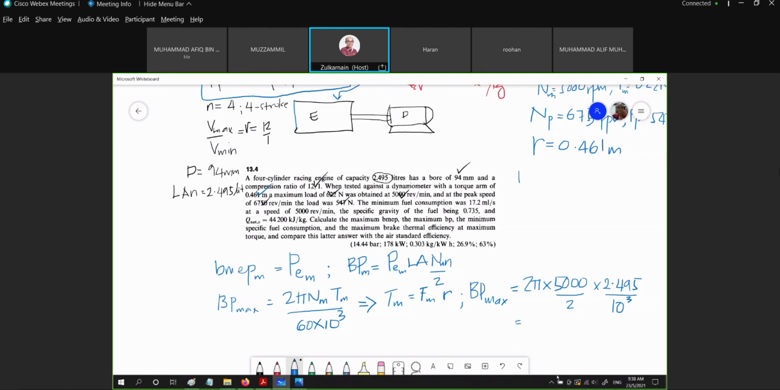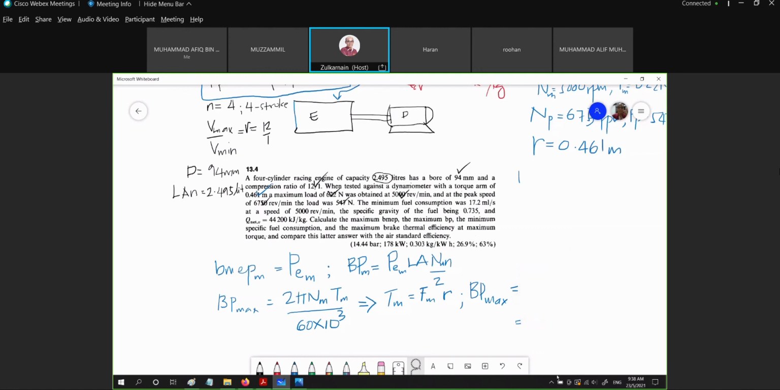Oh sorry, belum kilowatt lagi. So kita kena divide by, oh ya, BP equal 2 pi N. Apa saya buat ni guys? Sorry guys. Kejap. I need to rewrite. This is not correct. Sorry.